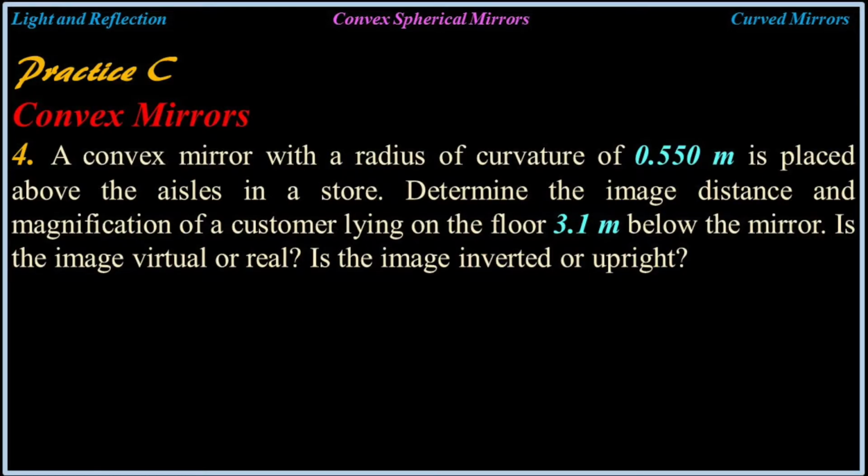And the next one. A convex mirror with a radius of curvature of 0.550 meters is placed above the aisle in a store. Determine the image distance and magnification of a customer lying on the floor 3.1 meters below the mirror. Is the image virtual or real? Is the image inverted or upright?